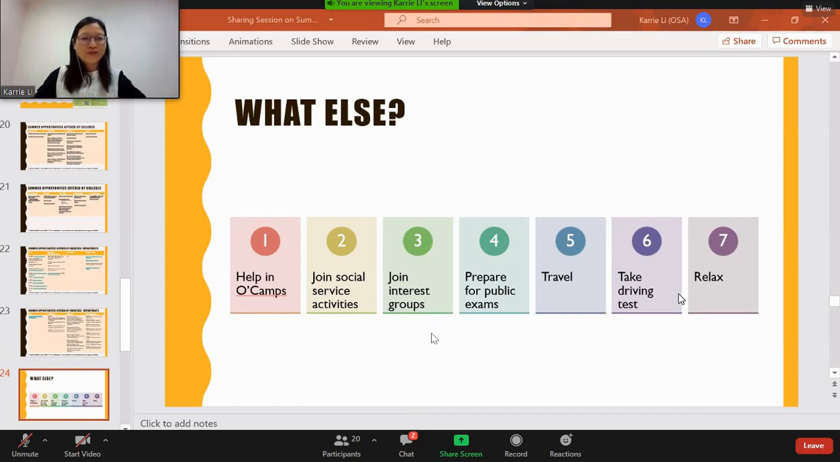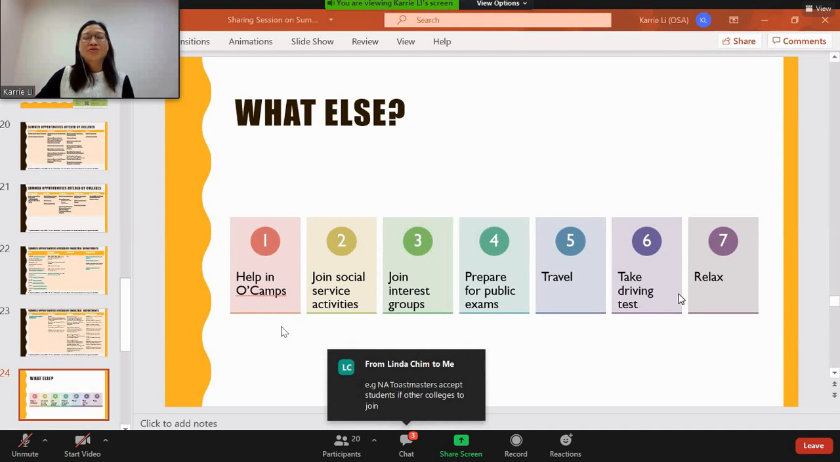if you want or if you have the interest. So first, some of the students have mentioned that you can always help in the orientation camps, either be one of the organizing committee members or be the group leaders or just be helpers. So try to engage in these activities so that you get a chance to know more people as well as to help the freshmen to adjust to the learning environments.